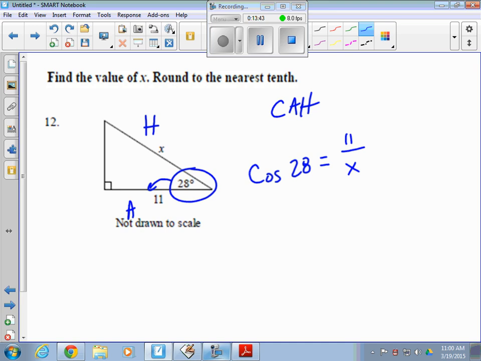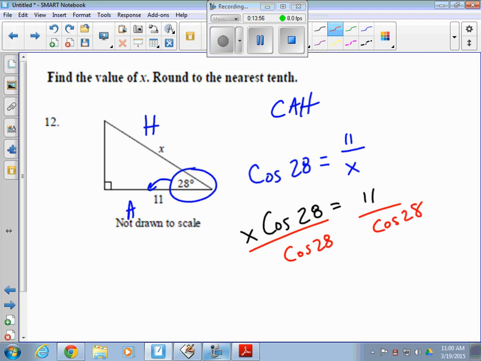Two steps, you got to multiply both sides by x. You get x times the cosine of 28 equals 11, then divide both sides by the cosine of 28. So again, 11 divided by the cosine of 28 is 12.5. We're still rounding to the nearest tenth, so x is approximately 12.5.